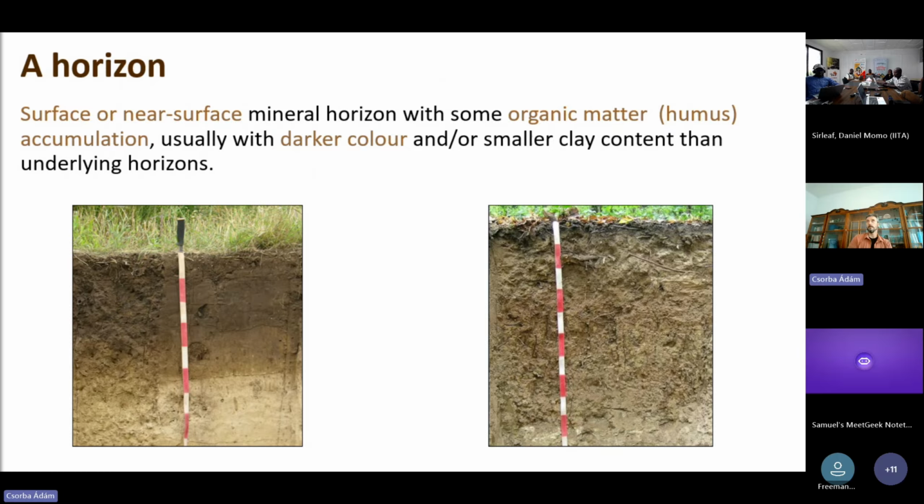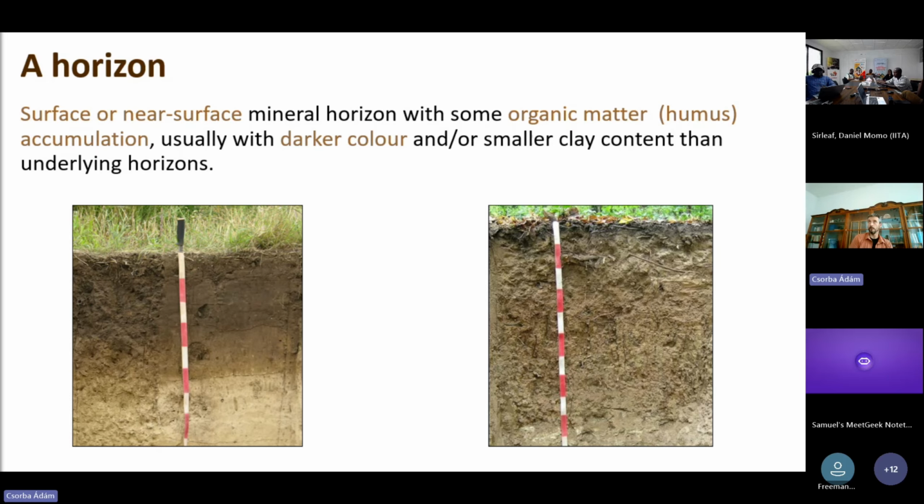The most important property of these horizons is that they are much darker than the underlying horizons, and they usually have smaller clay content than the underlying horizons. You can see two A horizon examples. On the left side, you can see a grassland soil. On the right side, you can see forest soil.